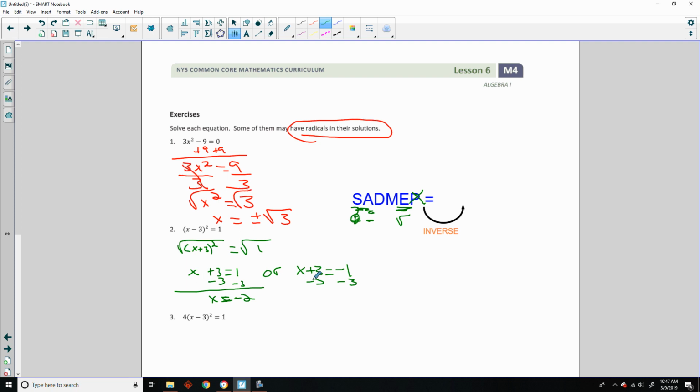And I'm going to subtract 3 here, and I'm going to get x equals negative 4. So the answer is x equals negative 2 or x equals negative 4.